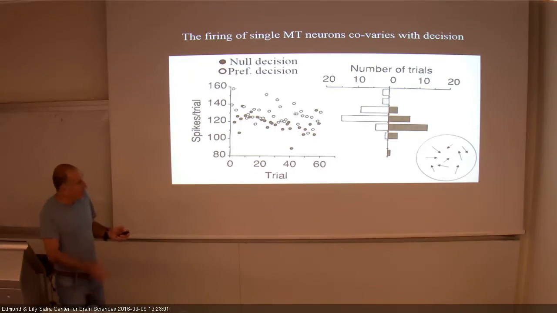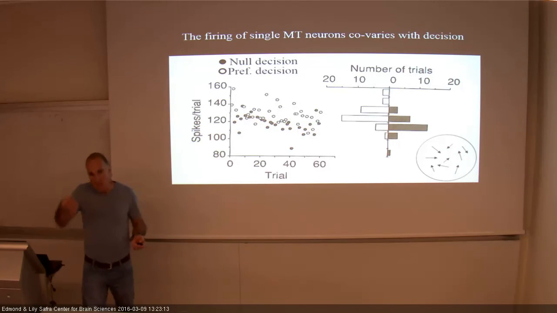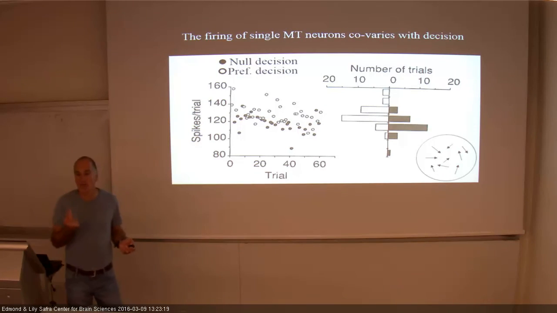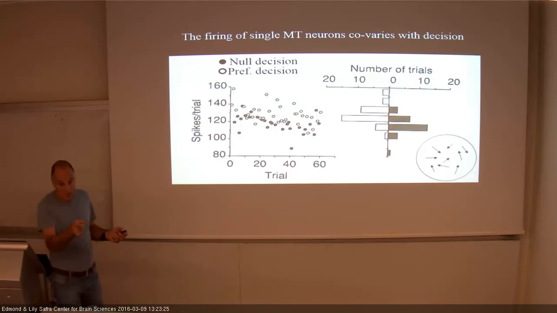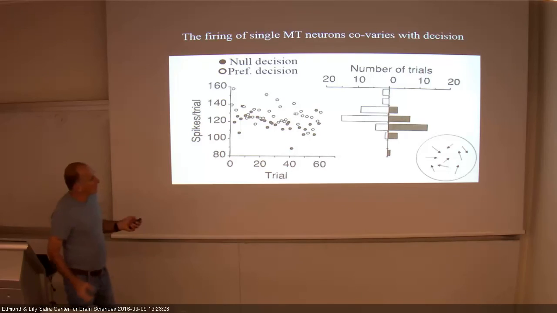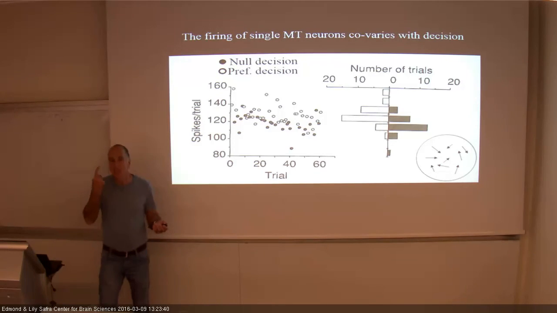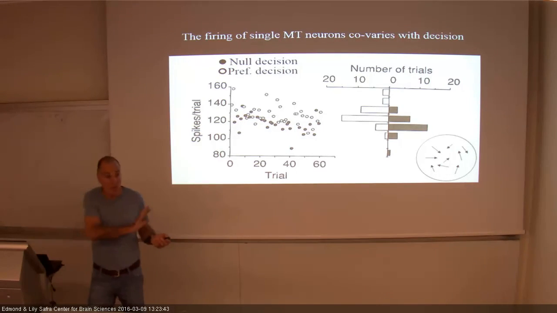So this is for zero correlation, motion is completely random here. You plot here the gray dots when the monkey said the motion was in a null direction, and white dots when the monkey said the motion was in a preferred direction, although motion was completely random. So it's just reflecting the monkey's decision, not the physical signal. And surprise, surprise, you find that most of the white dots are above the black dots, suggesting that there's information at the level of a single neuron about the monkey's decision. The physical stimulus is always the same here.